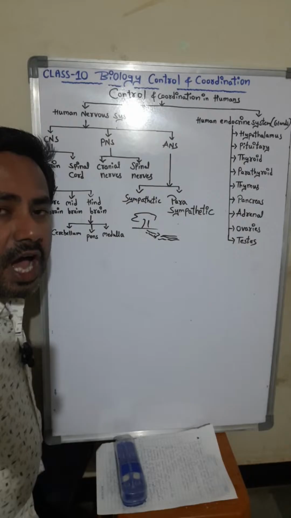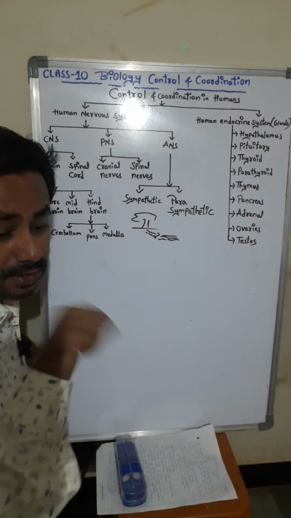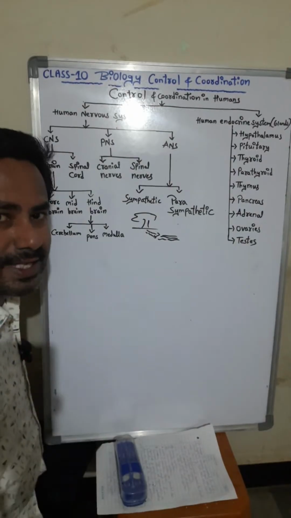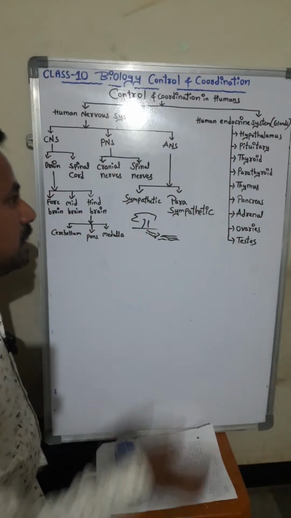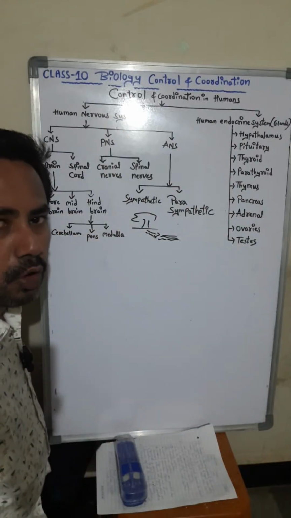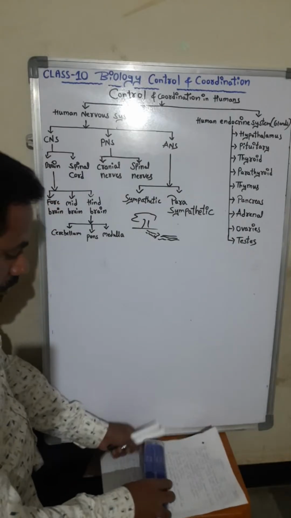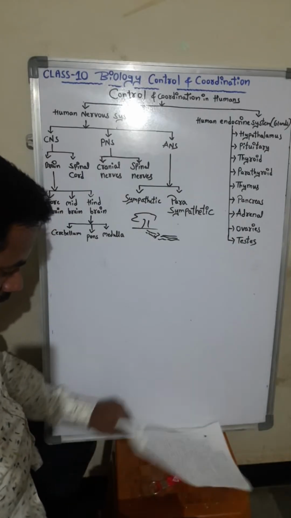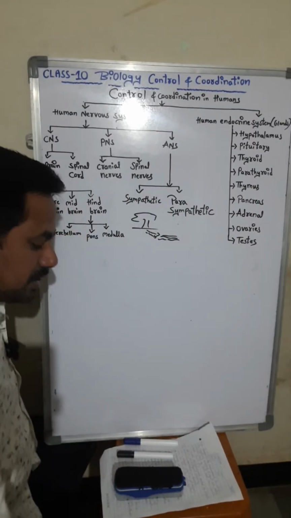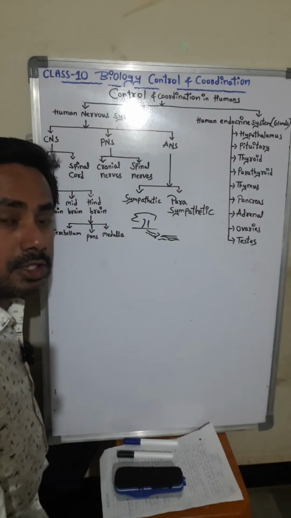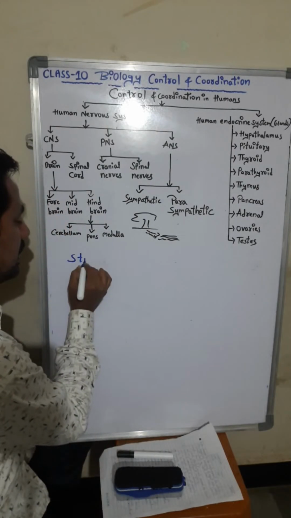5 sense organs are eyes, ears, nose, tongue, and skin. These are the 5 sense organs. Why am I asking this question? Because it is related to our topic. Changes in the environment to which organisms respond and react are called stimuli. You have to remember this definition.